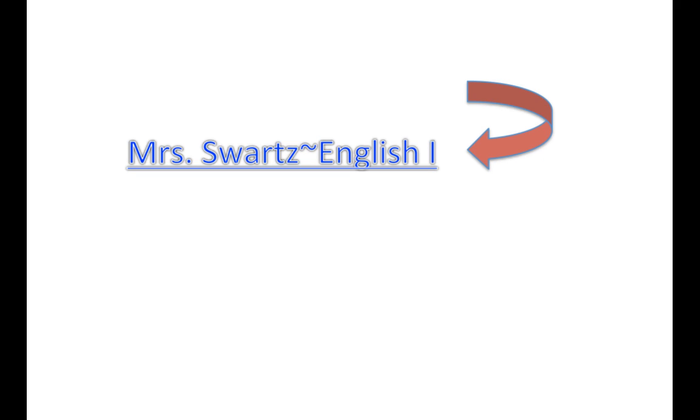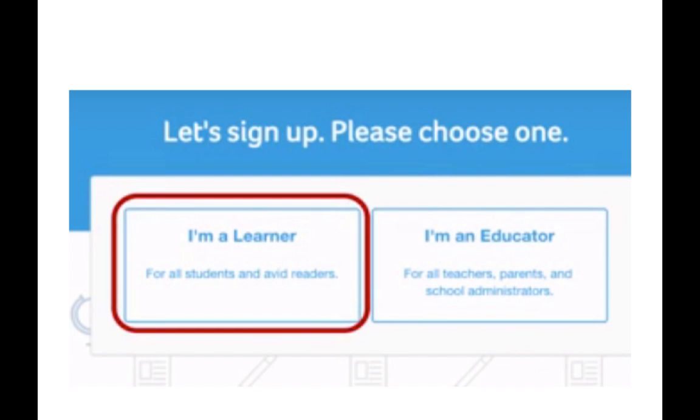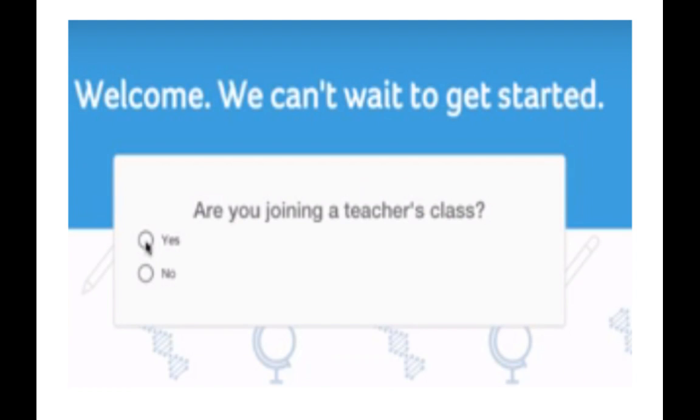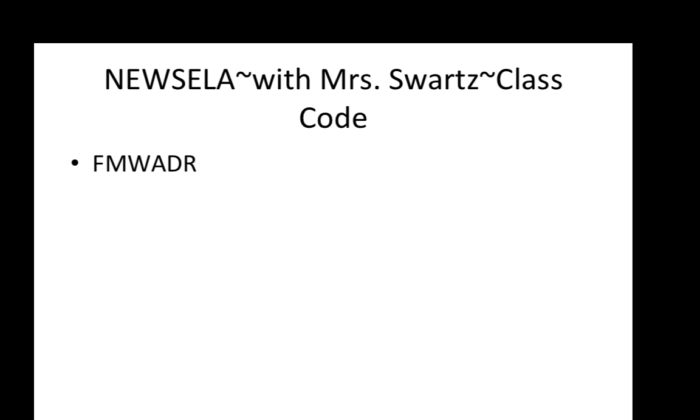You will only need one NEWSELA account that you can use with multiple classes such as science, history, PE, and so on. So one account will cover you from class to class and year from year. The name of my class is noted above. So if this is the first time you are registering for NEWSELA, you will need to identify yourself as a learner. Again, if you are registering for the first time, you will need to identify that you are joining a teacher's class and enter the class code. From there, you will need to establish your account information. The class code is listed above.